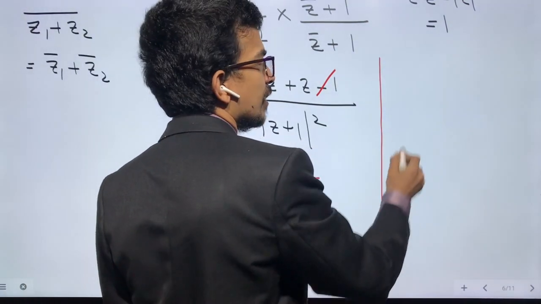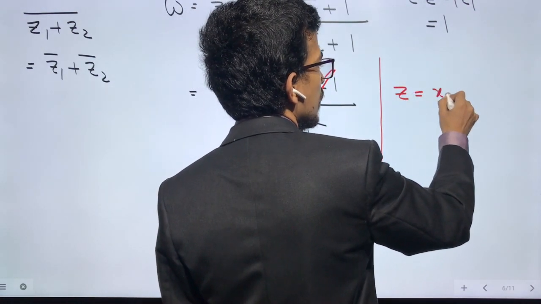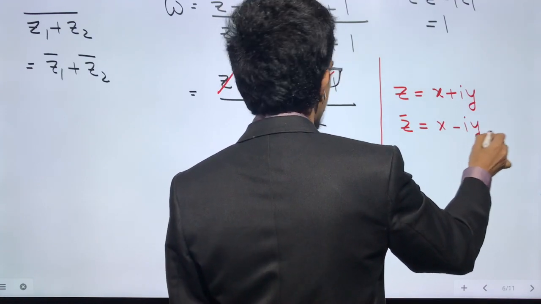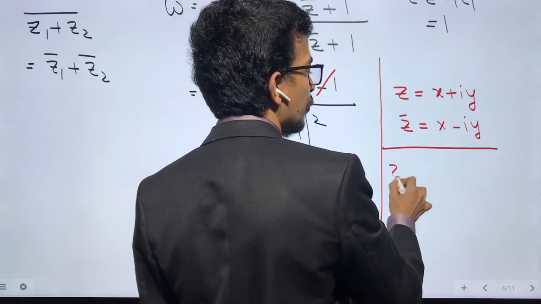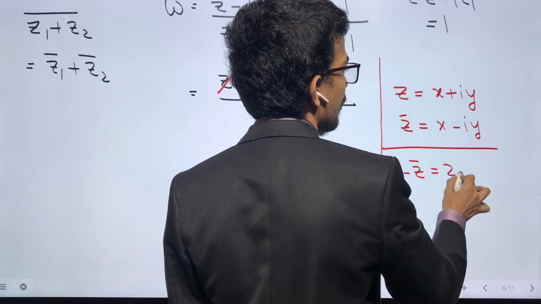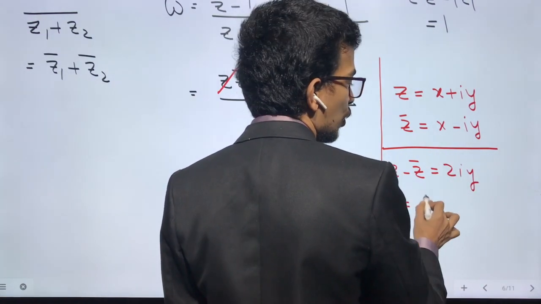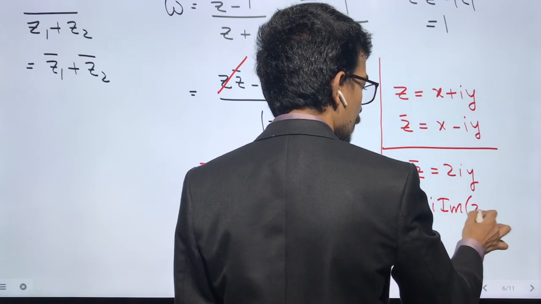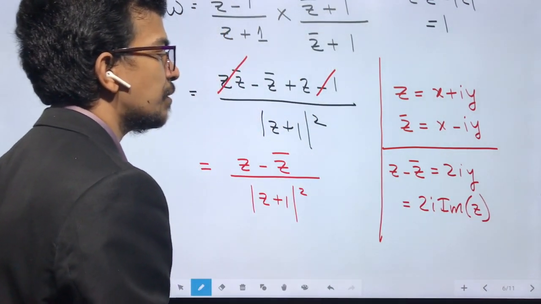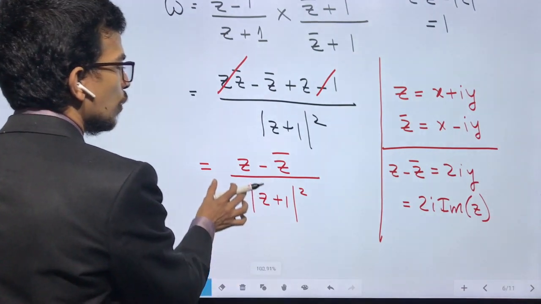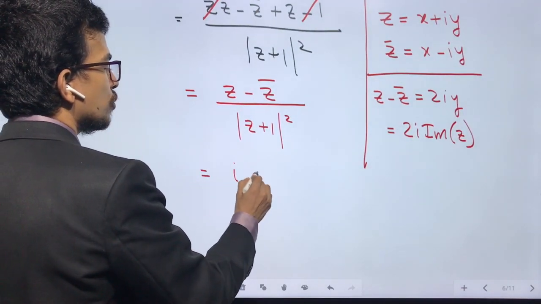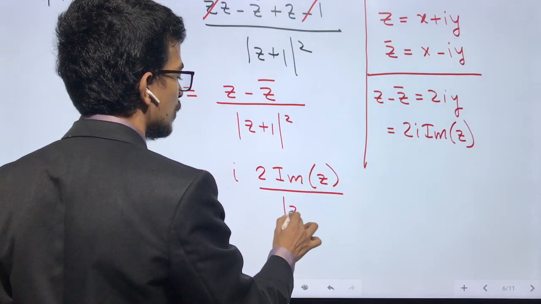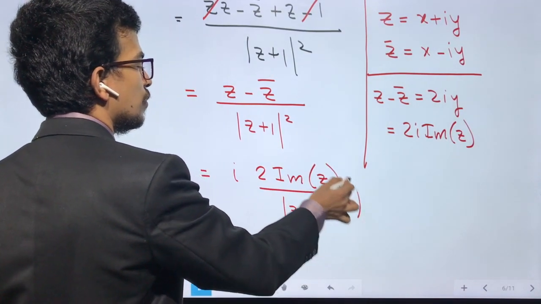And we know what z minus z conjugate is. z is equal to x plus iy. z conjugate is x minus iy. z minus z conjugate is going to give you 2iy, which is nothing but 2i times imaginary part of z. Okay, 2i times imaginary part of z. So this is going to be i times 2 times imaginary part of z by modulus of z plus 1 the whole square.